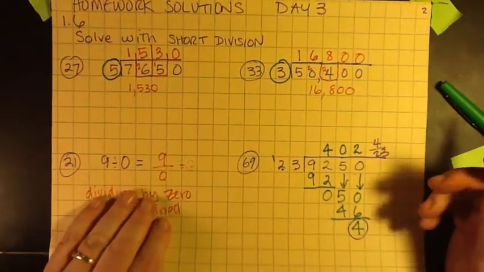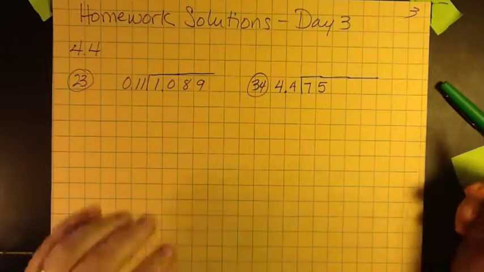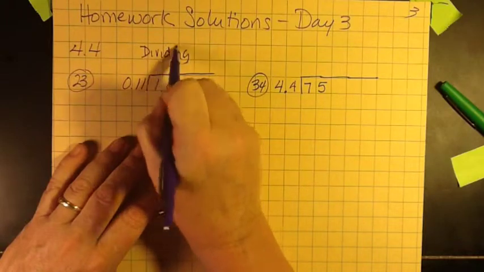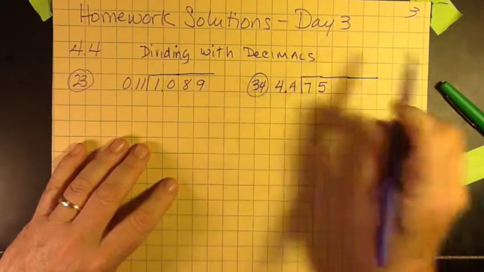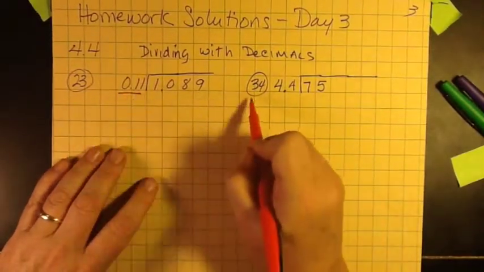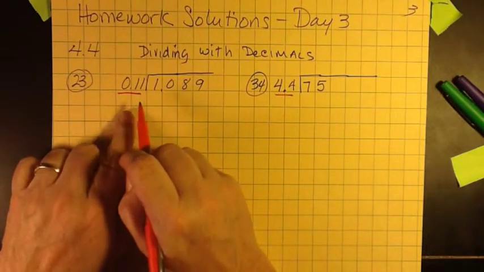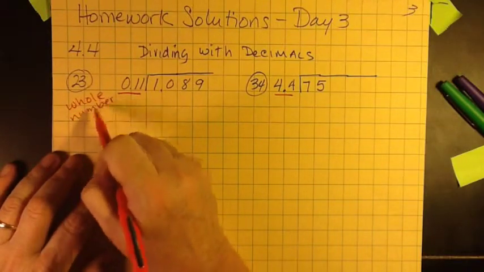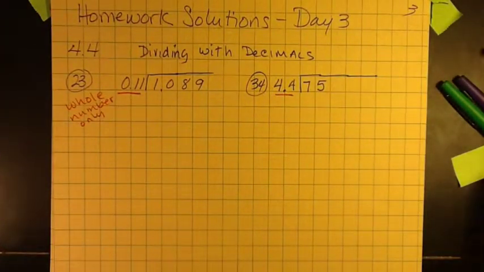Okay, and now let's look at the last section, which is section 4.4, and this has to do with dividing with decimals. Dividing with decimals. And there's a really important thing going on here that you need to know. You may not divide with a fraction. You can only divide with a whole number only. So I have to modify this to make it a whole number.